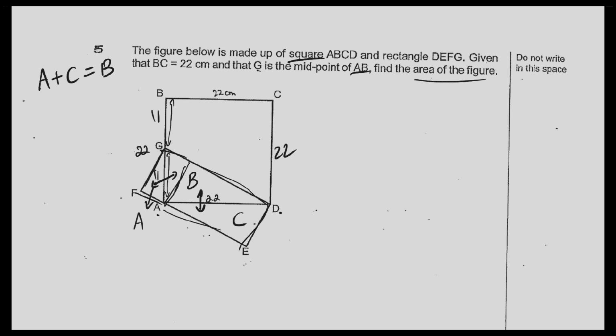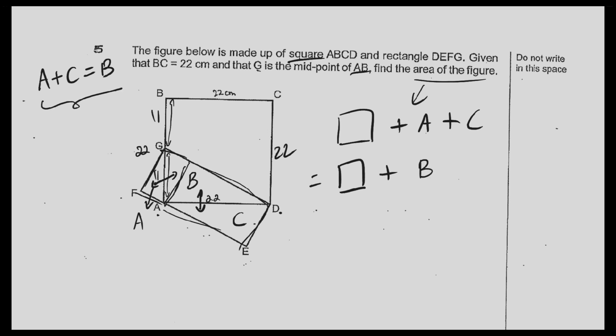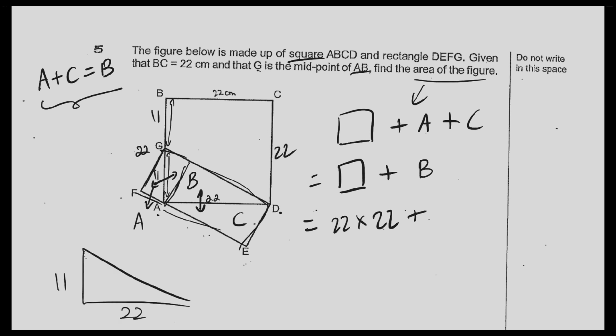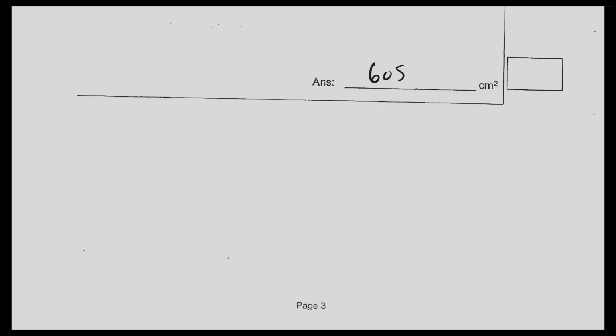So the area of the figure is the area of the square plus area A plus area C, which is the area of the square plus area B, as we have already established this relationship. And from then on, it's easy peasy, because area B is just a triangle of 22 and 11. So we just use the triangle formula, half times base times height. We find out the total area of the figure comes out to be 605 cm squared. Here we go.